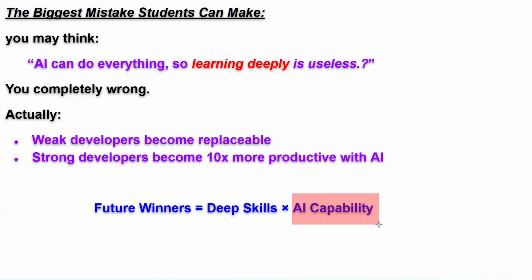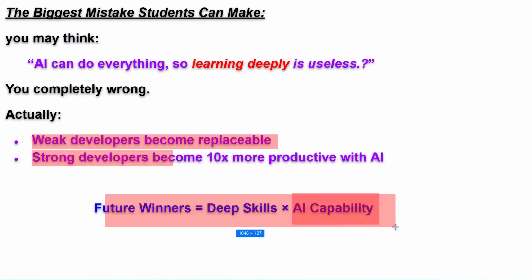Weaker developers become replaceable. Weaker means those who only stick with writing code: I don't want to adapt anything, I don't want to learn AI, I don't want to use Claude Code in my project. They will definitely be replaced. But strong developers can become 10x more productive, whether in position, skill, salary, or job security. I'm talking about 10x more productivity with AI only.